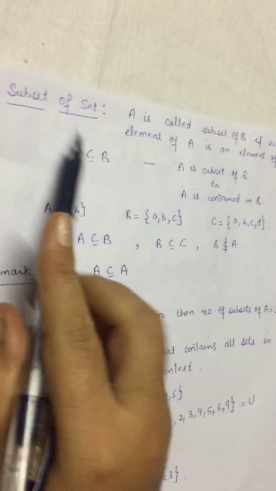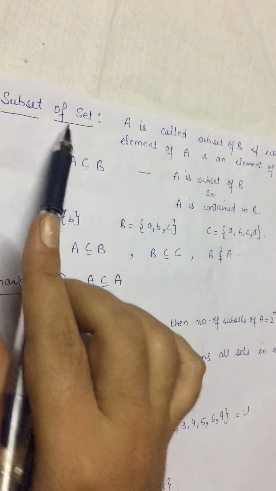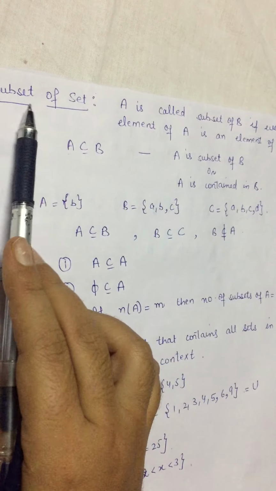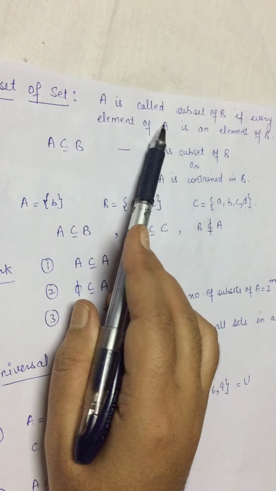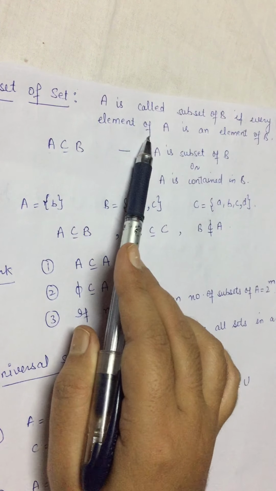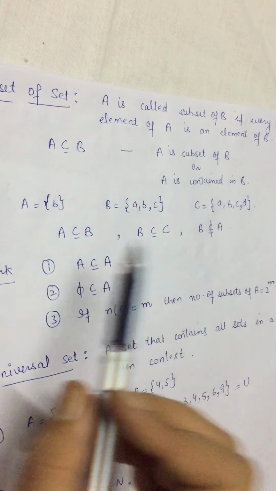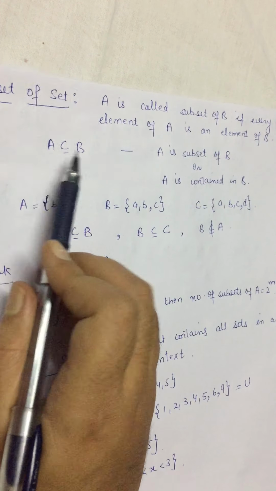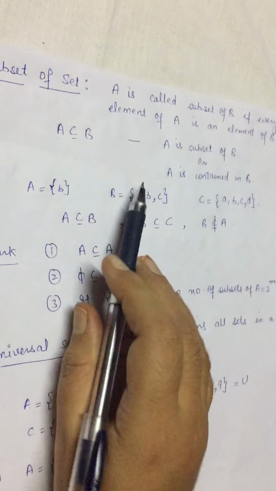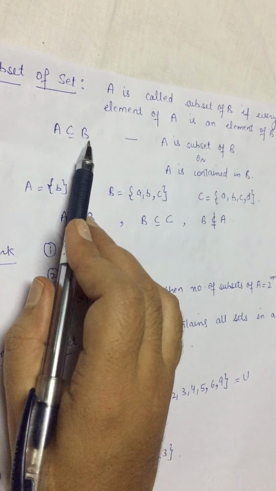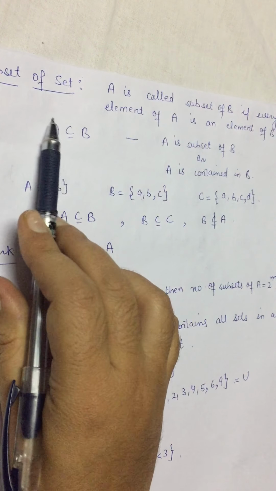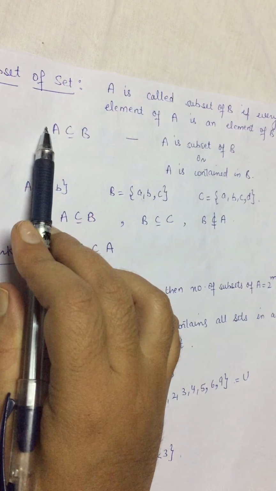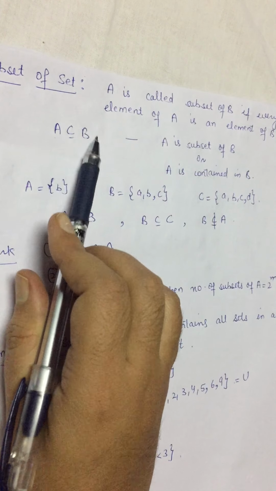Next is subset of a set. This is a very important definition. A set A is said to be a subset of B if every element of A is a member of B. And we write it like this: A is a subset of B, or we say A is contained in B. Every member of this set should be present in B.